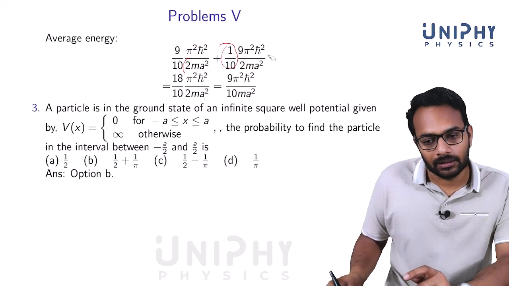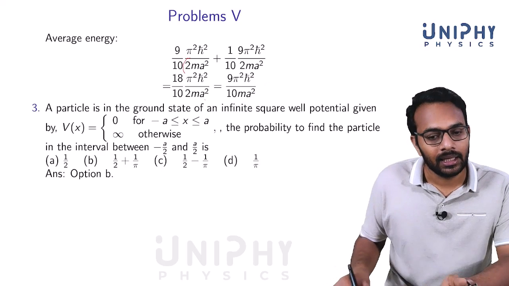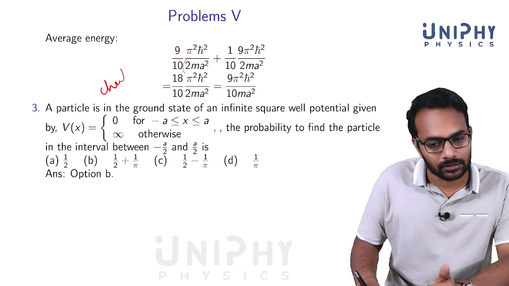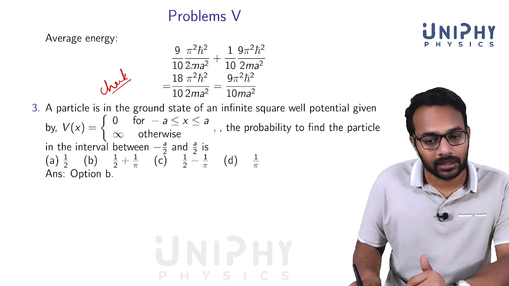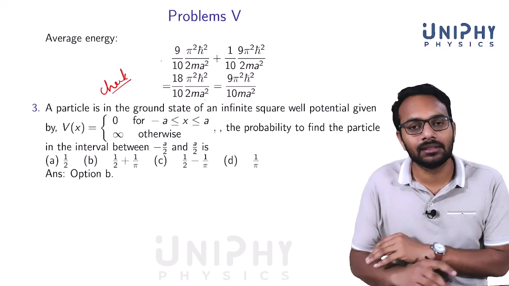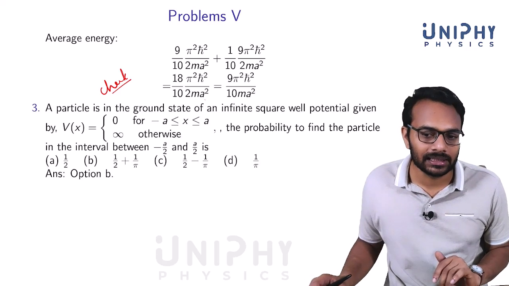And you will see that the final result is 9 pi squared h cross squared divided by 10 ma squared. I want you to check this, of course. This is what I got in my calculation, but you have to check. This is the way to do it. I want you to do it by yourself.